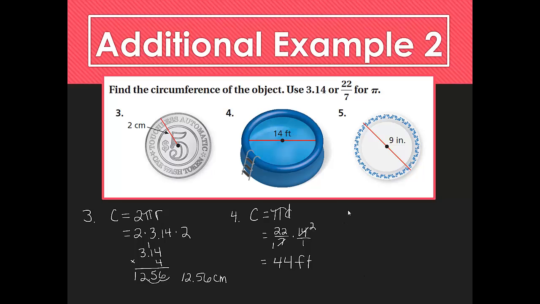Now we'll look at number 5. For number 5, we have the diameter. The diameter is 9 inches. So once again, we'll use the formula C equals pi d. For this problem, I'm going to go ahead and use 3.14. So for pi, I have 3.14, and I'm going to multiply that by my diameter, which is 9. So now 3.14 times 9.